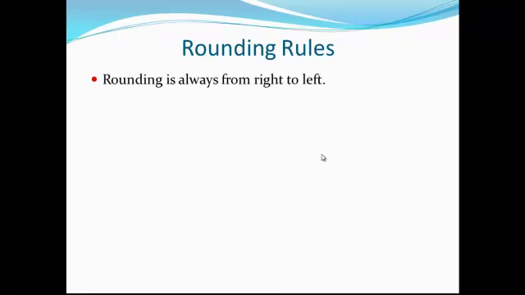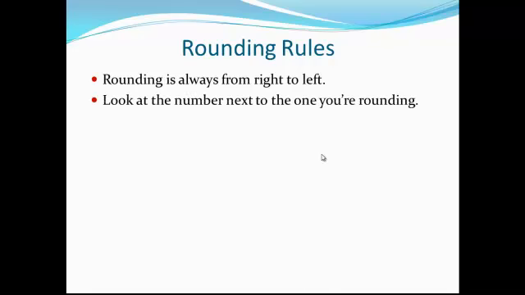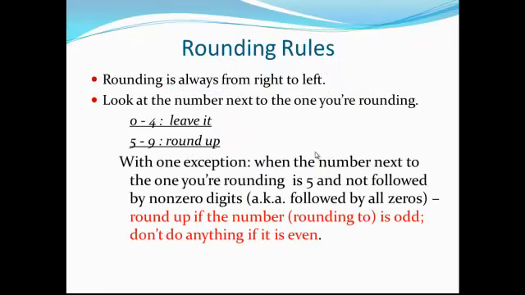Rounding is always done from the right to left. When we count the first significant figure, second significant figure, or third significant figure, it's always counted from the left. Then you look at the number right next to the one you are rounding to. If that number is less than 5, between 0 and 4, leave it. If it's between 5 and 9, you round up. If it's more than 5, you round up. That's very easy to understand.